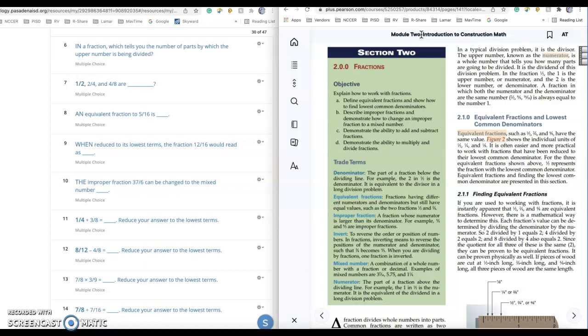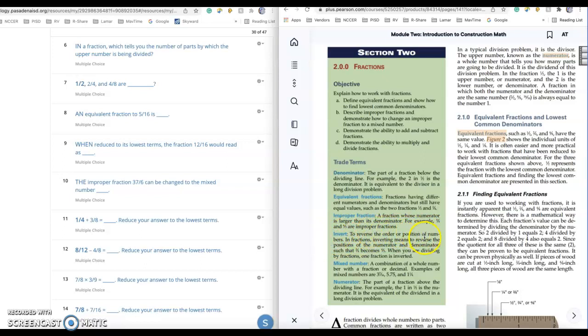forth. Number one trade term we've got to know is denominator. That's the lower part of the fraction. Equivalent fractions have different numerators and denominators, but still have equal values, such as 1/2 and 2/4. Improper fractions, numerator is larger than its denominator. For example, 8/4 and 8/3.